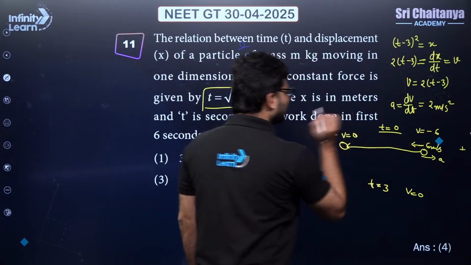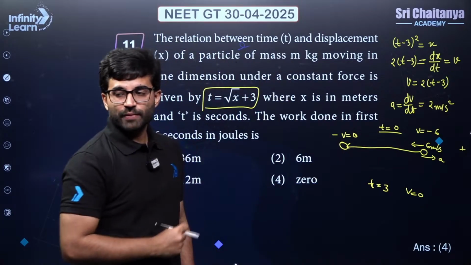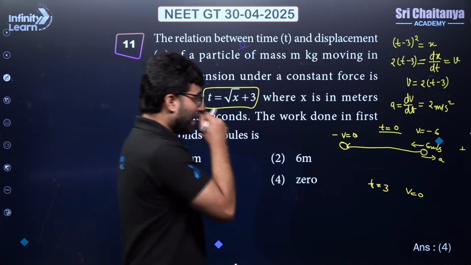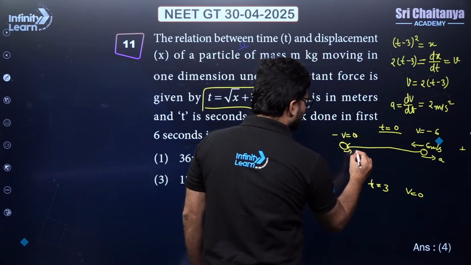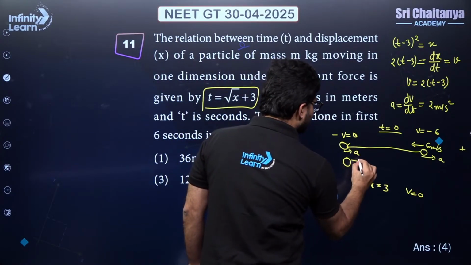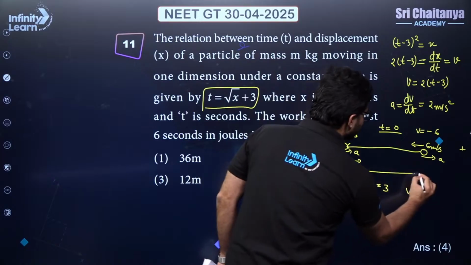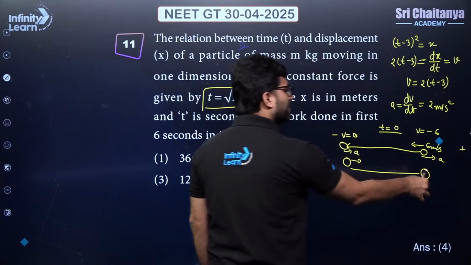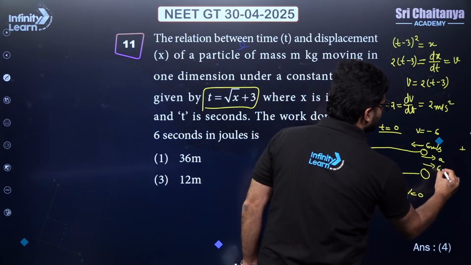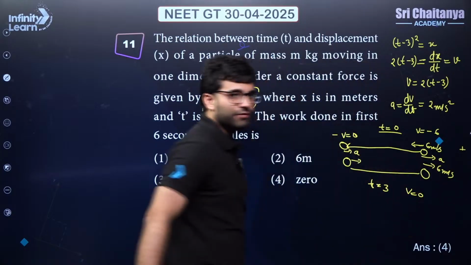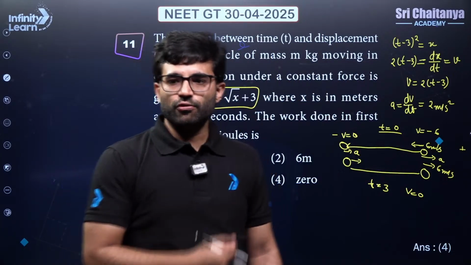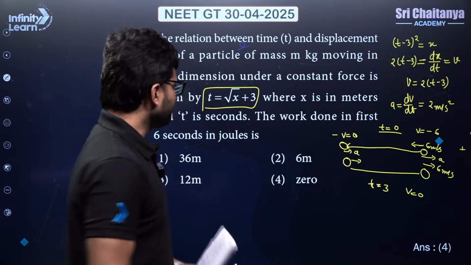In the first 3 seconds, how much time did it take to make it 0? 3 seconds. Now what will happen? Again, the acceleration is here only. So it will accelerate. For another 3 seconds it will accelerate and come here again with the same velocity, which is 6 meters per second. You don't even need to calculate it. If you have done many questions, you know that this is going to happen, right?